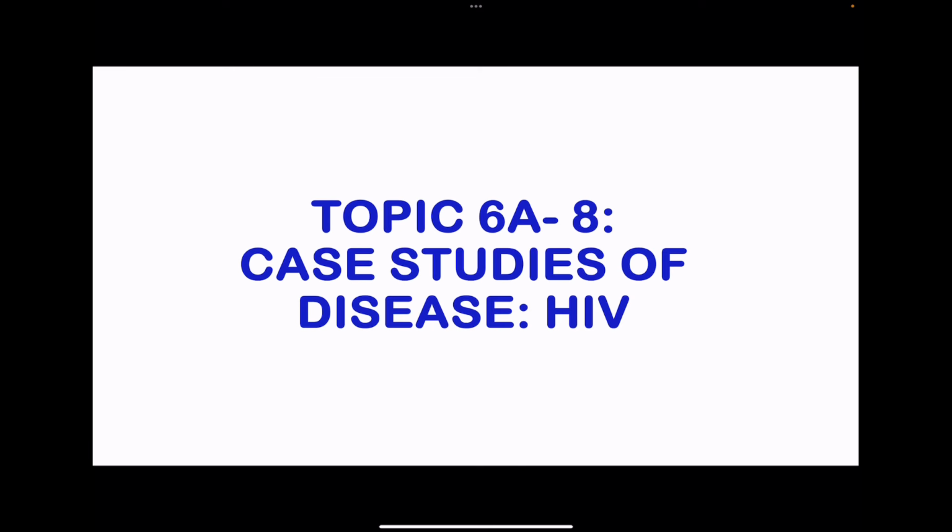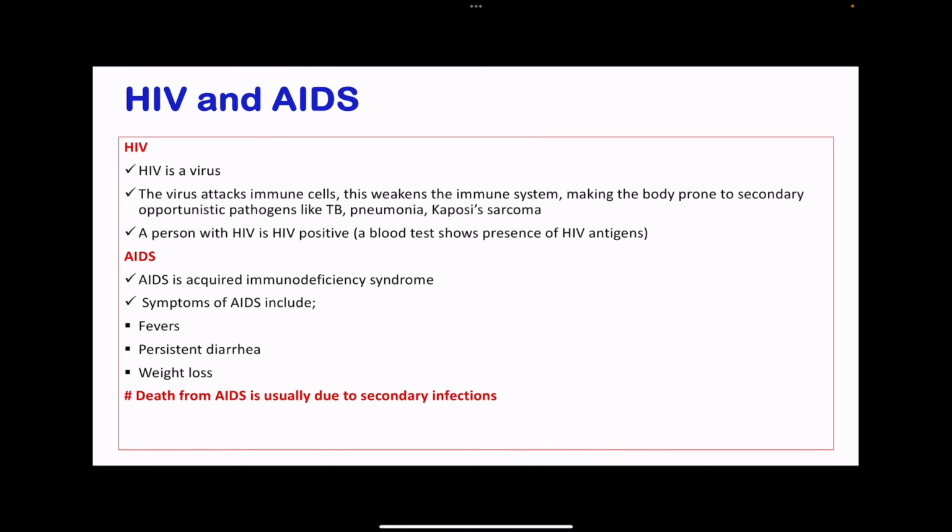In topic 6B, case studies of disease, and this is HIV. HIV is a virus. This virus attacks the T cells of the immune system, making the body prone to opportunistic pathogens like TB, pneumonia, as well as more. If a person has the HIV virus, we say they are HIV positive, and this can be tested by finding HIV antigens in the body.